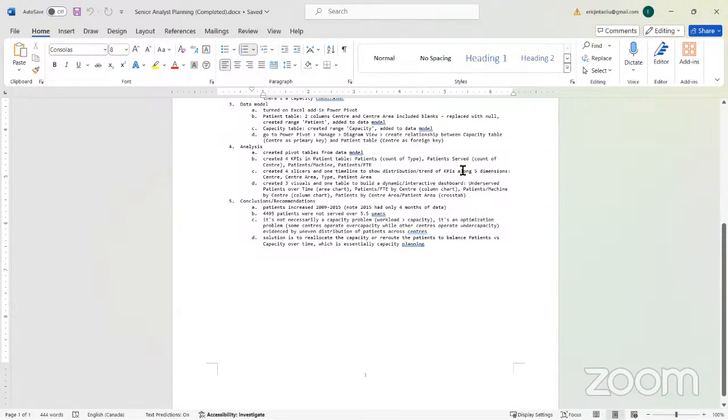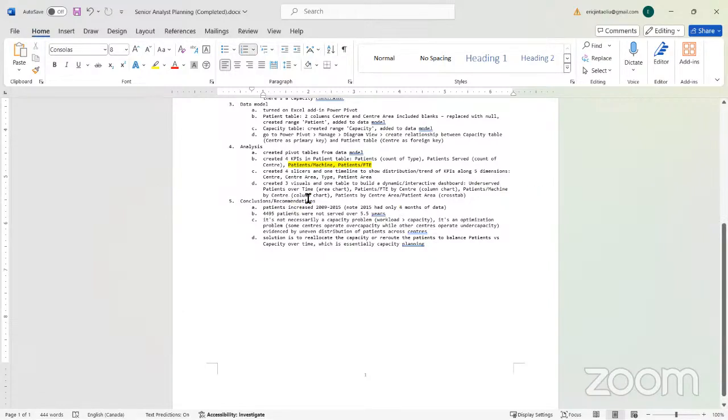patients, patients served, patients per machine, patients per FTE. So if you have the business sense, you would create something like this. This is super important, just to compare across the centers, right? Created 4 slicers and one timeline to show distribution and trend of KPI along 5 dimensions: center, center area, type, patient area. Created 3 visuals on one table to build a dynamic interactive dashboard.